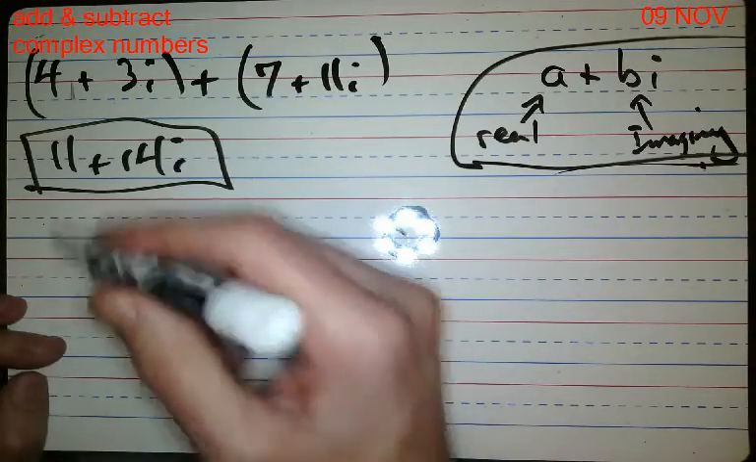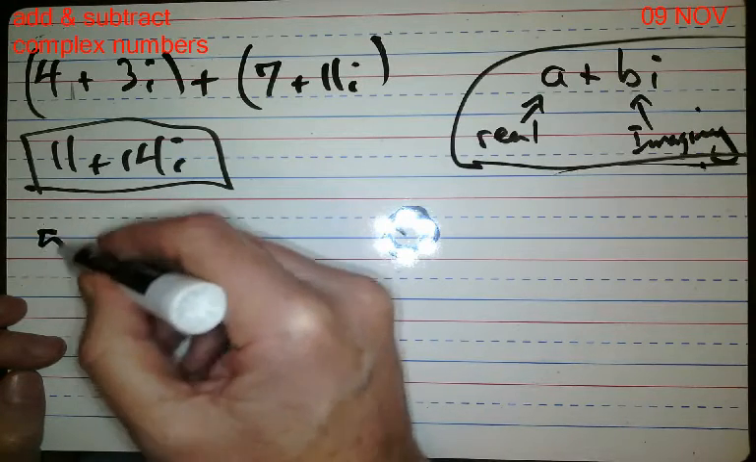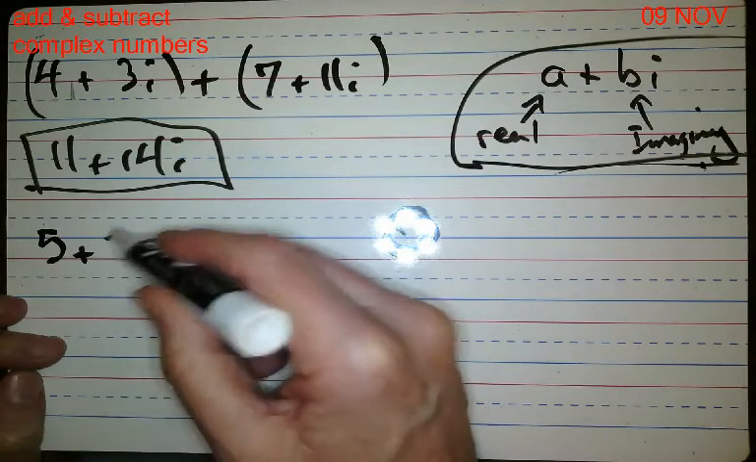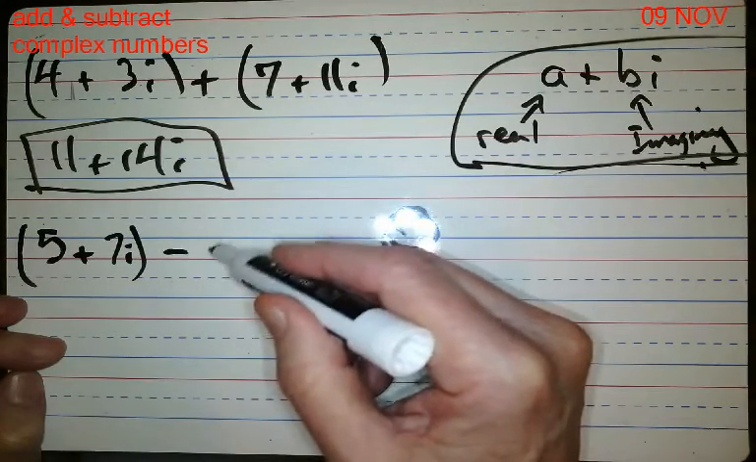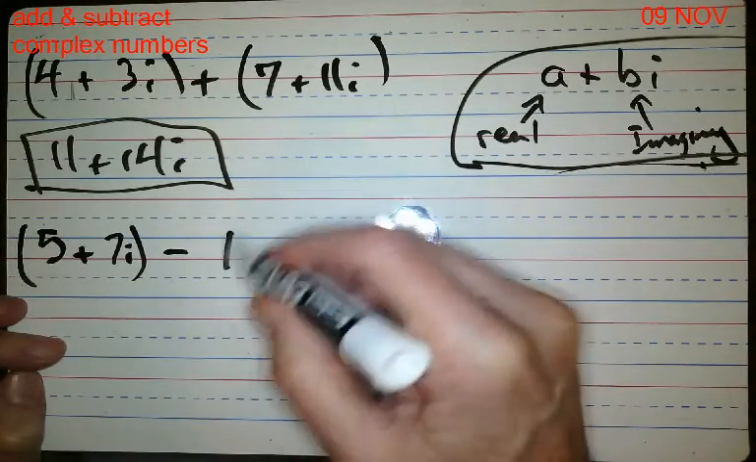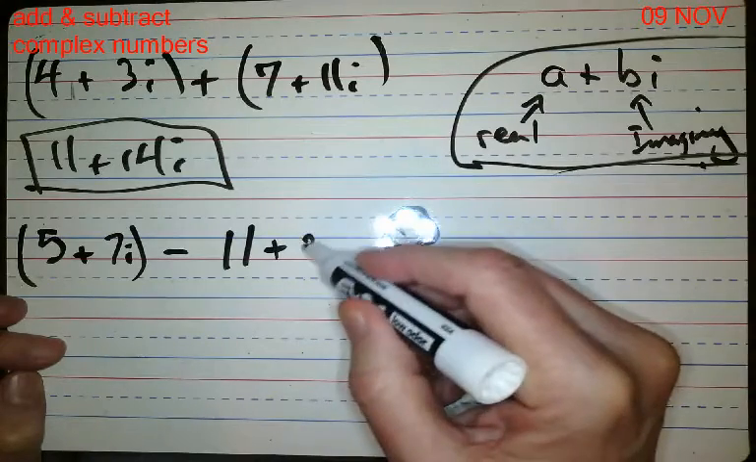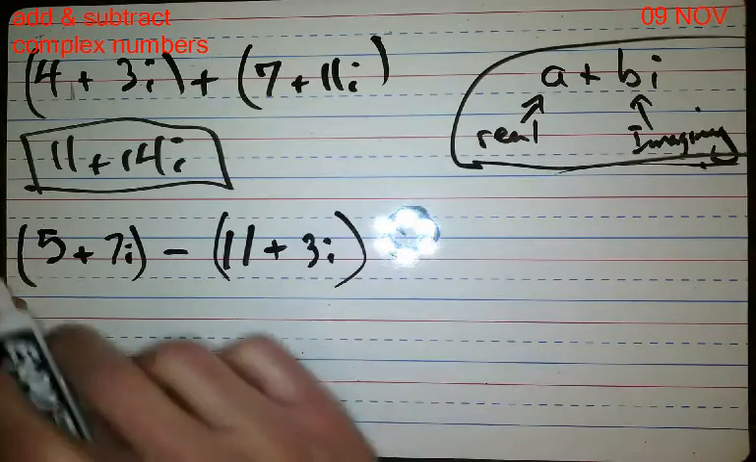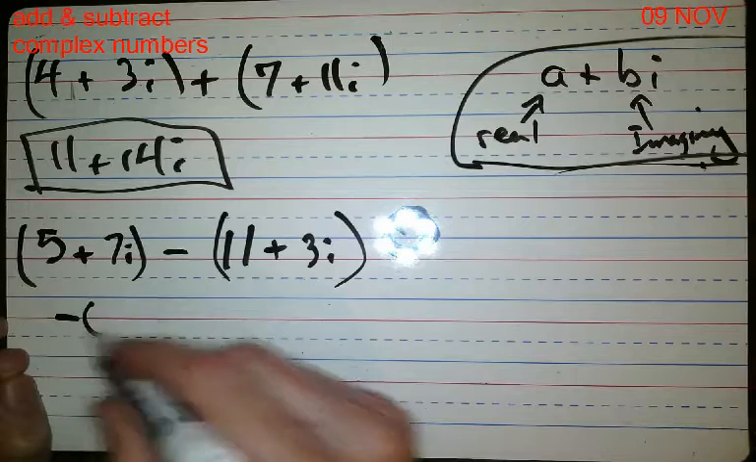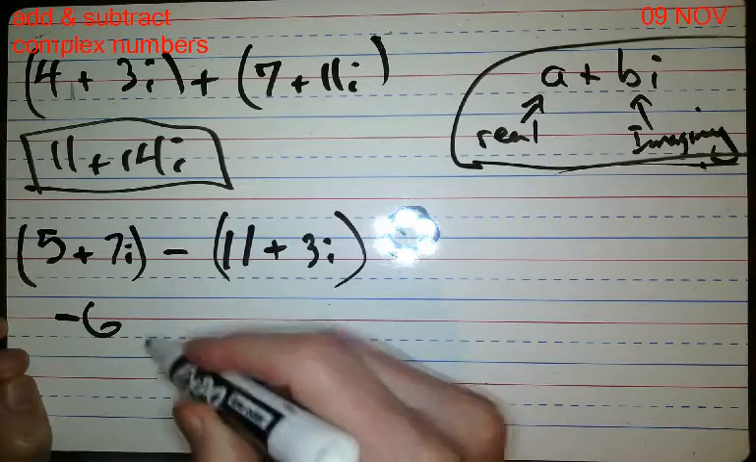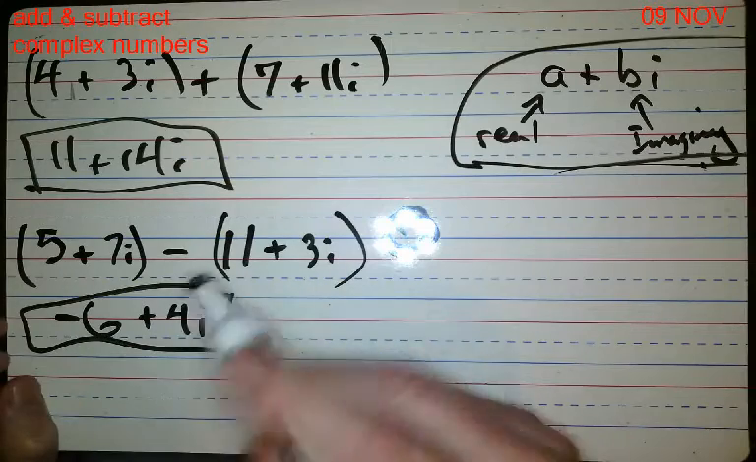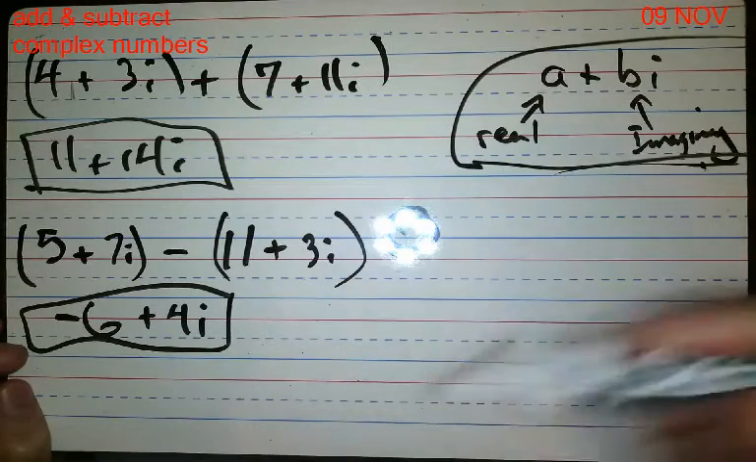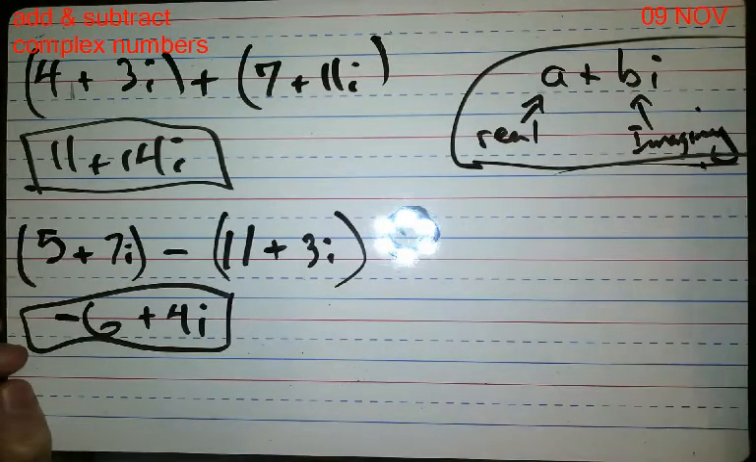Right? So when you subtract them, it's the same kind of deal. 5 plus 7i, and then subtract, I don't know, why not 11 plus 3i. Well, 5 minus 11, that would be negative 6. 7 minus 3, that would be 4i, and that would be the answer. Right? So, as long as you add all the real parts together and all the imaginary parts together, there's nothing tricky about this.